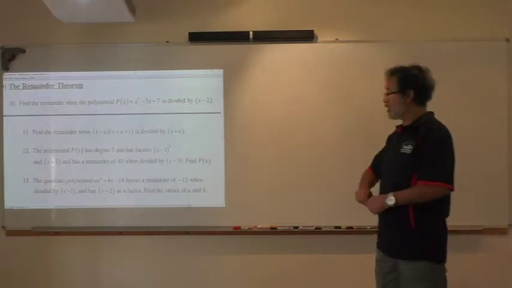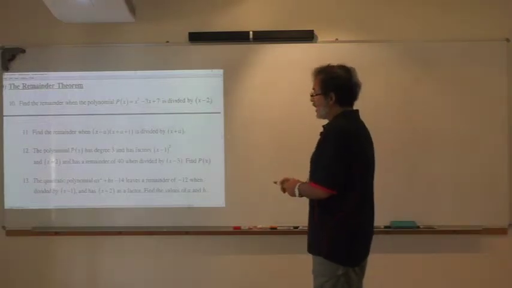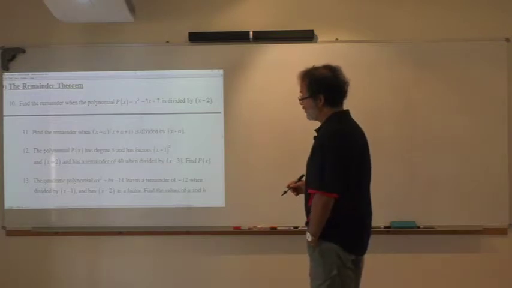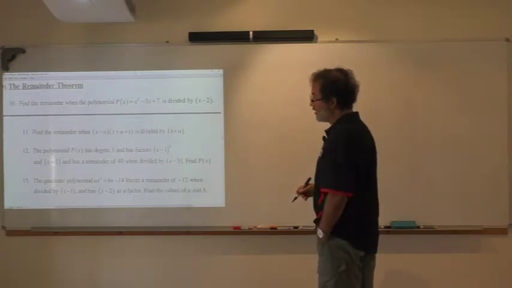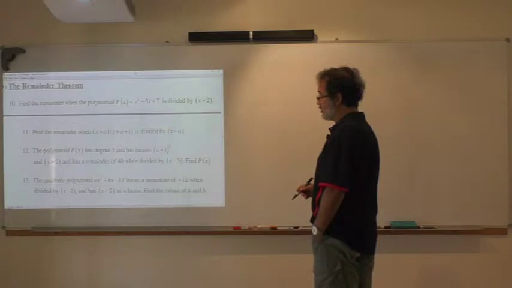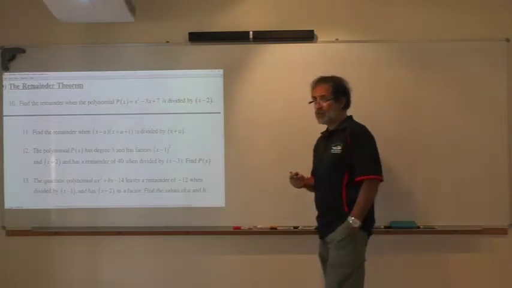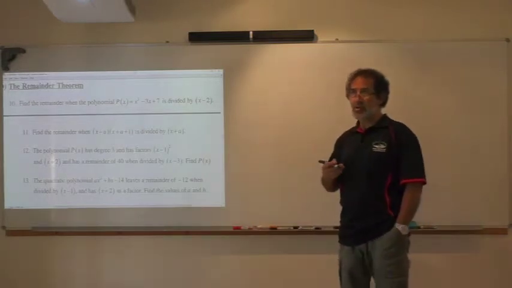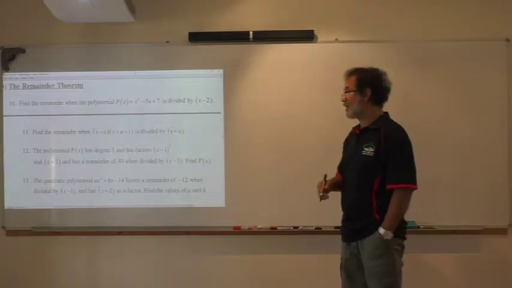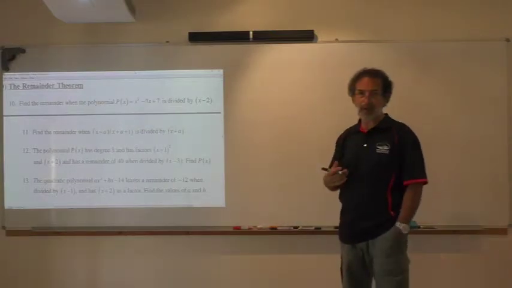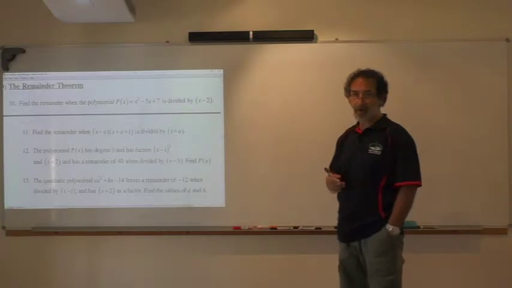Okay, we came back. Now we're up to question 10. Question 10 says: find the remainder when the polynomial p of x equals x cubed minus 3x plus 7 is divided by x minus 2. So far you should know that the answer for this question is very, very simple because we have a theorem.